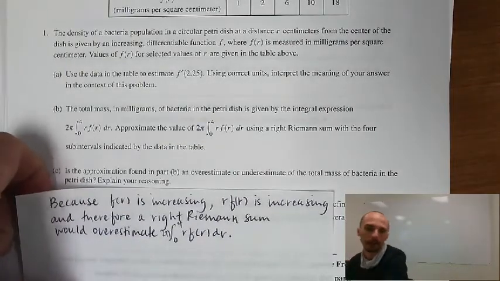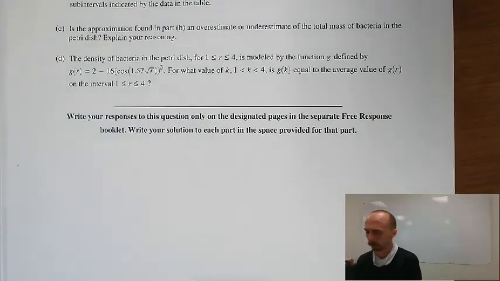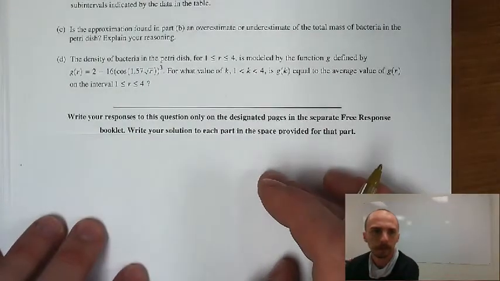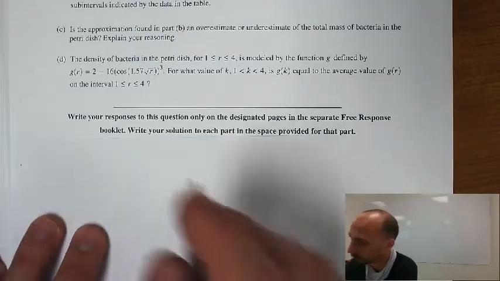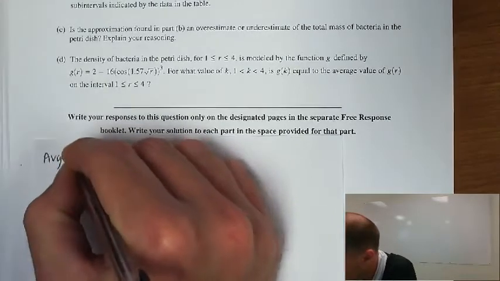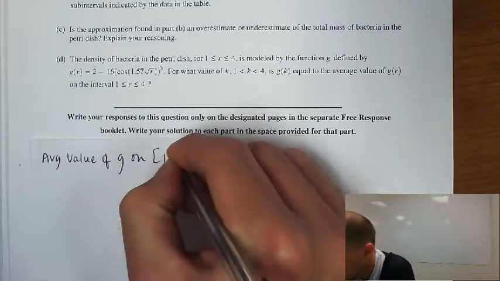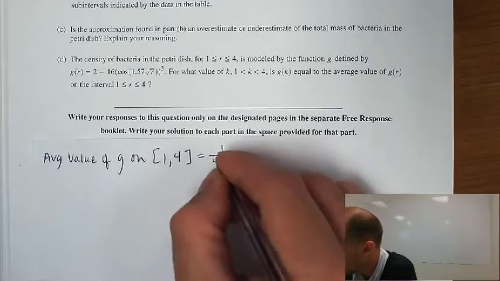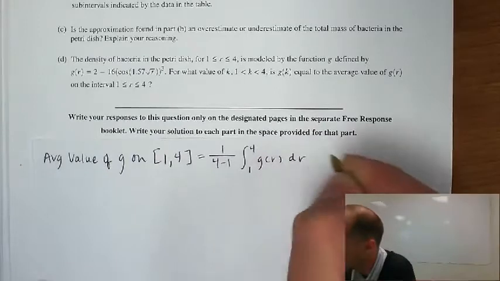And then in part D is where we're going to have to actually use the calculator. So evidently in the same Petri dish, they've got some kind of complicated function that describes that. And for what value k is equal to the average value of g of r on the interval 1 to 4? Well, just a second. So the average value of g on 1 to 4 is going to be 1 over 4 minus 1 times the integral from 1 to 4 of g of r dr.